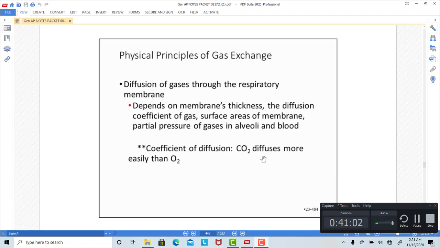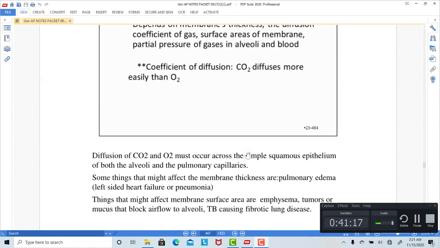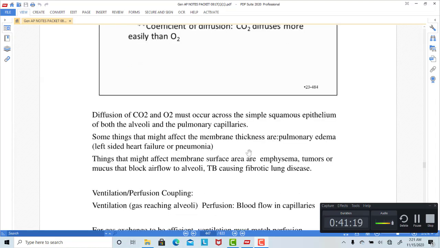And that's a good thing, because remember, we talked about carbon dioxide plays a big role in blood pH, and we don't want carbon dioxide to build up in our blood and cause our pH to drop and create an acidosis. So it's a good thing that carbon dioxide can diffuse so quickly and efficiently across our membranes.